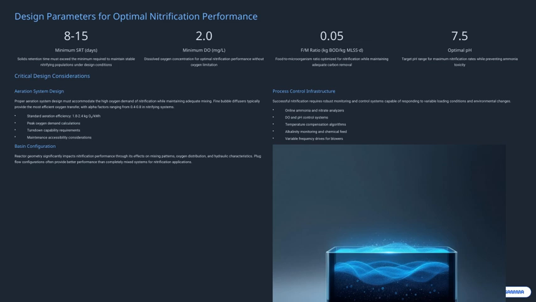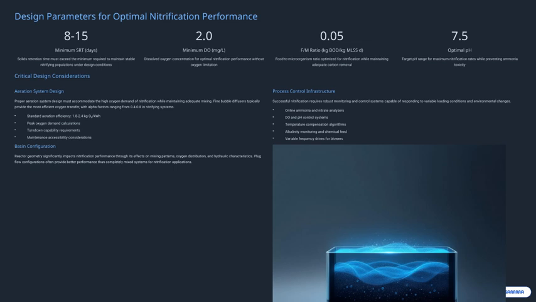Basin configuration is another key factor. Reactor geometry impacts mixing, oxygen distribution, and hydraulic flow. Generally, plug flow reactors tend to outperform completely mixed systems for nitrification because they promote better conditions for bacteria growth.